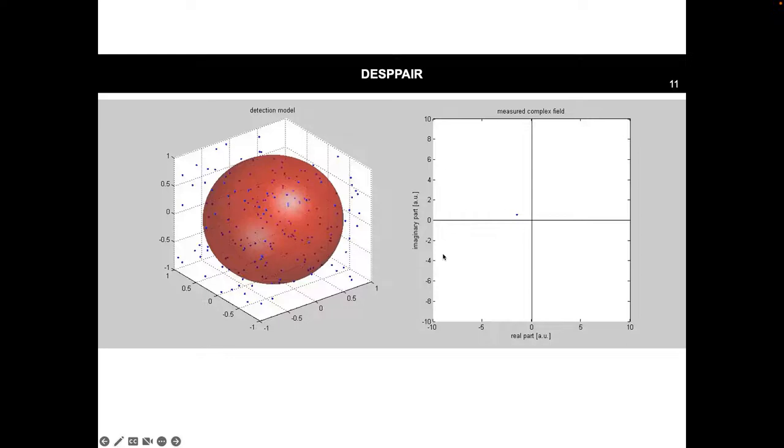Let X be 108. So the 108th particle in this collection, and I have this field coming back, and this is that particle right there. And I move it a tiny bit.